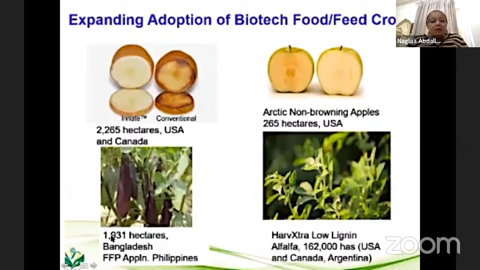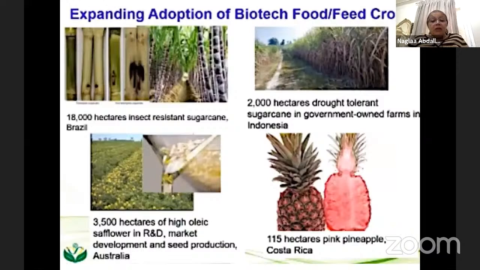Also, one of the very good examples is Bangladesh, which cultivates eggplant for disease resistance, and it is used for human consumption. Also, we have alfalfa with low lignin, which is cultivated in the US, Canada, and Argentina. And for sugarcane, we have plants resistant to insects and tolerant to drought.